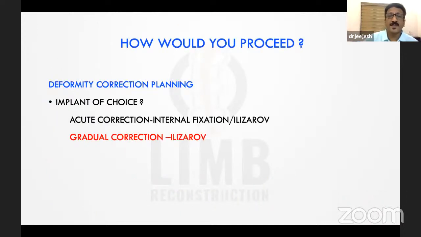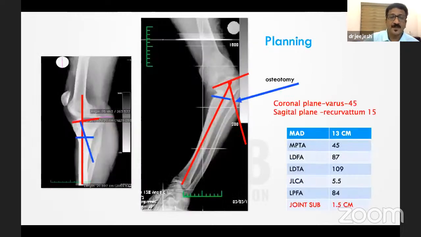So how do you proceed in this case at this stage? As I told, deformity planning is important. Then correction planning is needed, then which implant I am going to use, and whether I am going to do acute correction or gradual correction. Considering all these deformities, I would obviously like to go with the Ilizarov as a gradual correction.